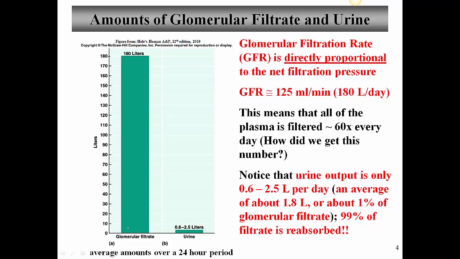What this means, as you see on the left, is that the total glomerular filtrate every day is 180 liters. So 180 liters of fluid is pushed out by all the glomeruli in both kidneys every day. However, what we release as urine is on average only about 1.8 liters. This tells us that about 99% of all the filtrate gets reabsorbed, or claimed back to the body, in a day. And we're going to talk about how that's done a little bit later.